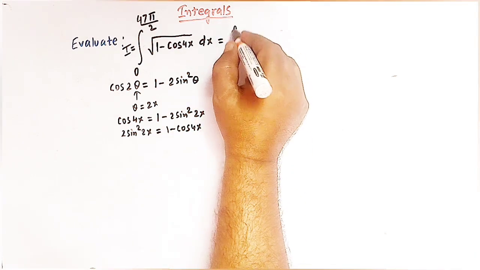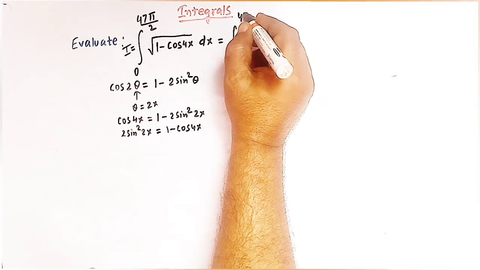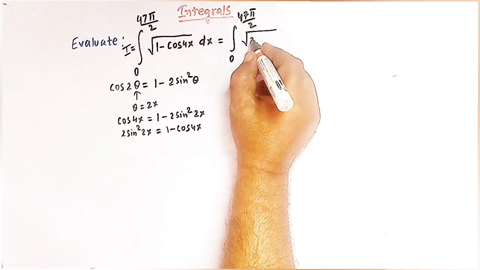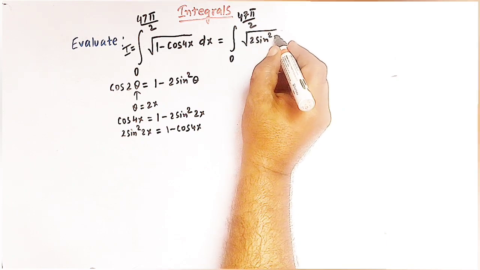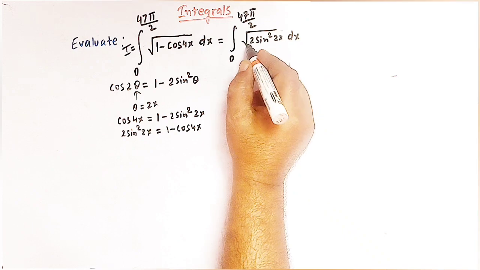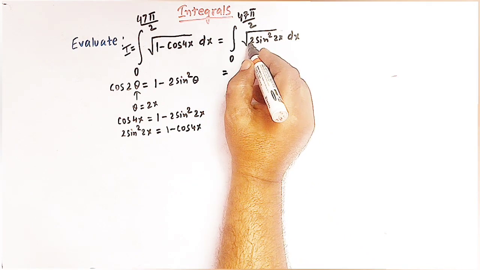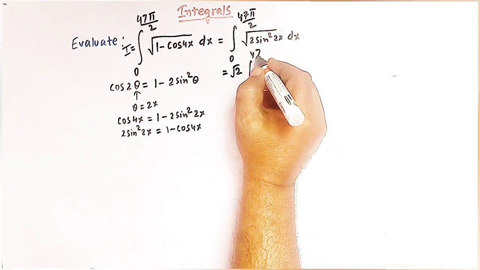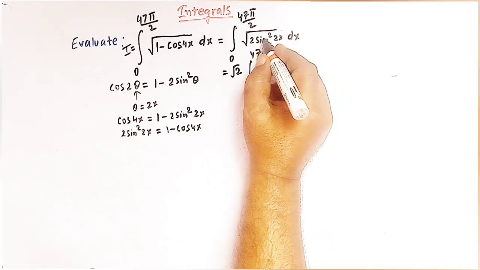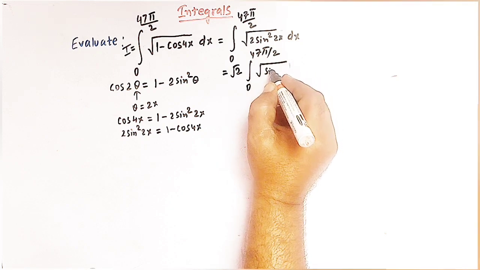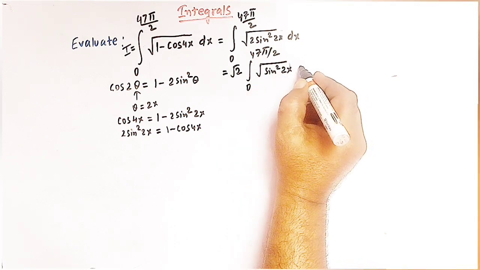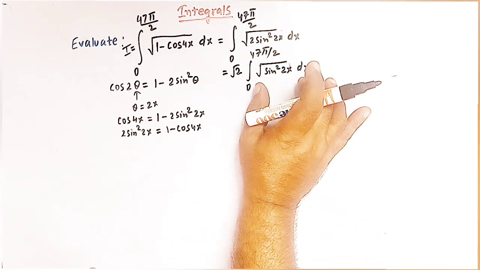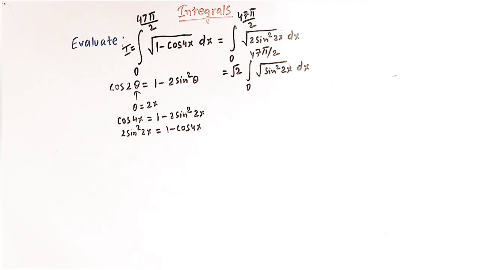So now this integral takes the form 0 to 47 pi over 2, and here we have a square root of 2 sine square 2x dx, right? Now taking square root of 2 outside the integral, we have square root of 2, then we have 0 to 47 pi over 2, and here we have square root of sine square 2x dx, right? Okay, so now let us make use of the definition of absolute value function.